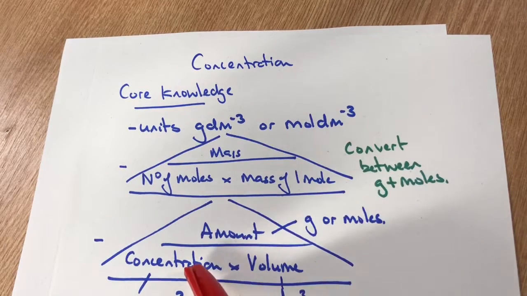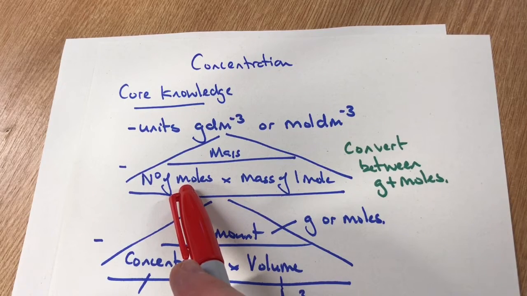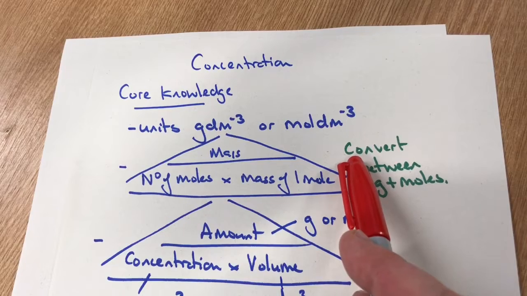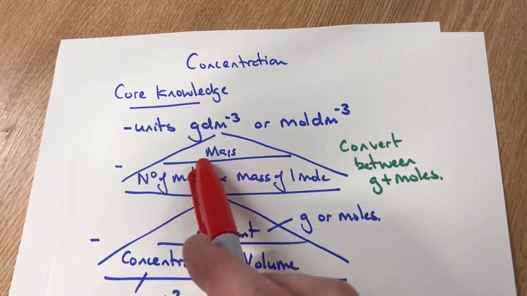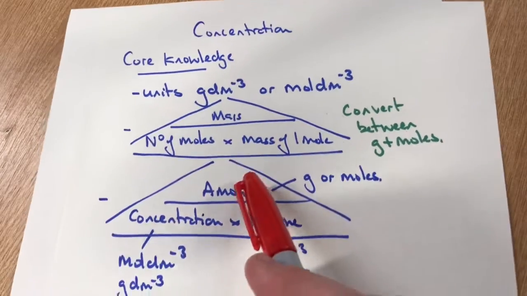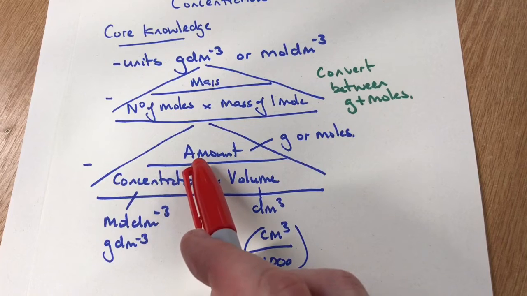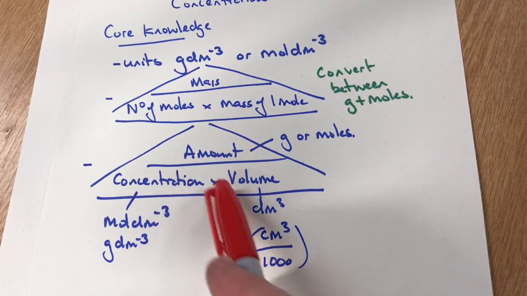We're going to need to use two triangles to help us to do these. So here's the first triangle, and the first triangle is one of our favourites. It's the number of moles is the mass divided by mass of 1 mole, and this allows us to convert between grams, so mass, and numbers of moles. We need to be able to convert between these two using this triangle. The second triangle, which is a new one for us for this topic, allows us to work out concentration, and concentration is amount divided by volume.